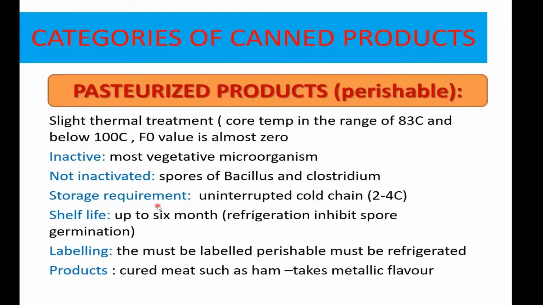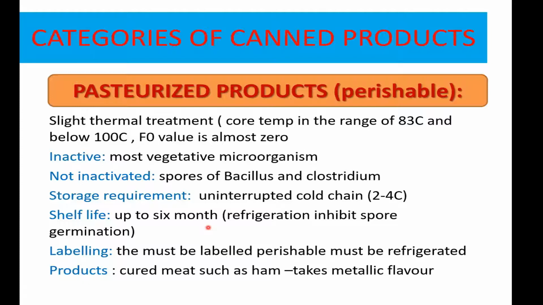Then the storage requirement. The pasteurized product requires uninterrupted cold chain. So we have to maintain the cold chain for the pasteurized product. What is the shelf life? Up to 6 months. The advantage you see here is that ordinarily, if you keep the meat in refrigeration, we can keep it for 4 or 5 days. But the pasteurized product, we can keep for almost 6 months. So this will extend the shelf life. Otherwise, if you want to keep it for 6 months, we have to keep it in the freezer. So here we are saving energy. Just by keeping at 0 to 4 degrees centigrade, we can keep it for 6 months.